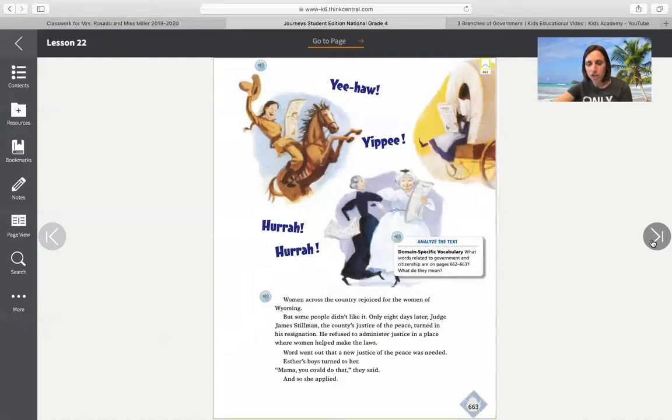Women across the country rejoiced for the women of Wyoming, but some people didn't like it. Only 8 days later, Judge James Stillman, the county's justice of the peace, turned in his resignation. That means that he quit his job. He refused to administer justice in a place where women helped make the laws.